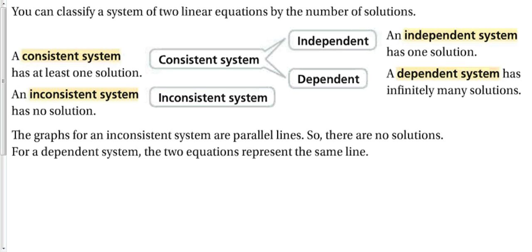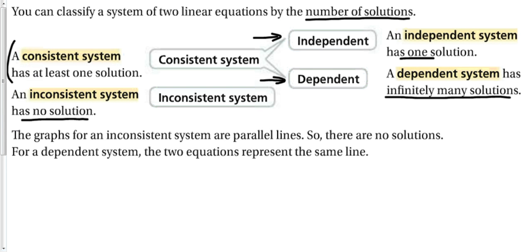Next, let's talk about the different types of classifications a system of two linear equations can have. We can tell by the number of solutions that the system has. A consistent system has at least one solution, and there are two types of consistent systems: consistent independent and consistent dependent. A consistent independent system has one solution. A consistent dependent system has infinite solutions. And finally, an inconsistent system has no solution.